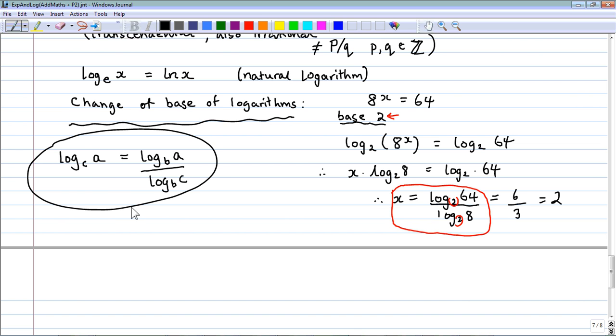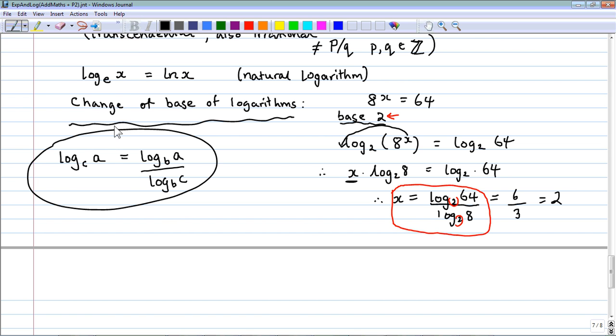Again, it's in the book, but do try to remember it, because I have a feeling it's maybe not on the formula sheet. And it comes directly from this power law of logarithms. Notice the x here, the x came outside the logarithm and became a multiple there. So that's how we change the base of logarithms.